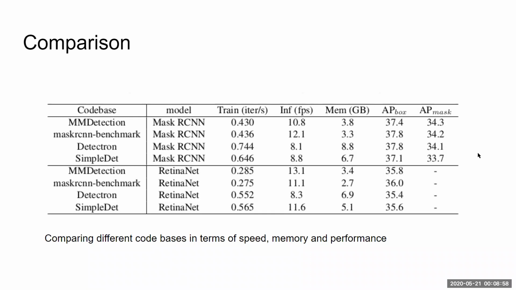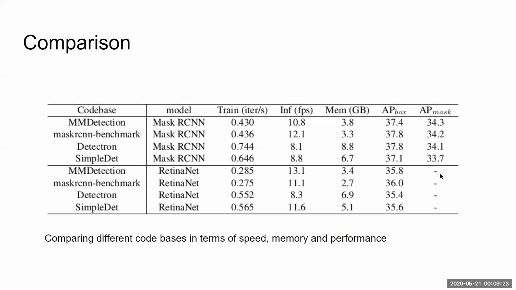it's performing almost equal to Mask RCNN Benchmark, whereas it has better performance in terms of GPU memory as compared to Detectron and SimpleDet. And it also has comparable results for average precision, be it for bounding box or the mask.